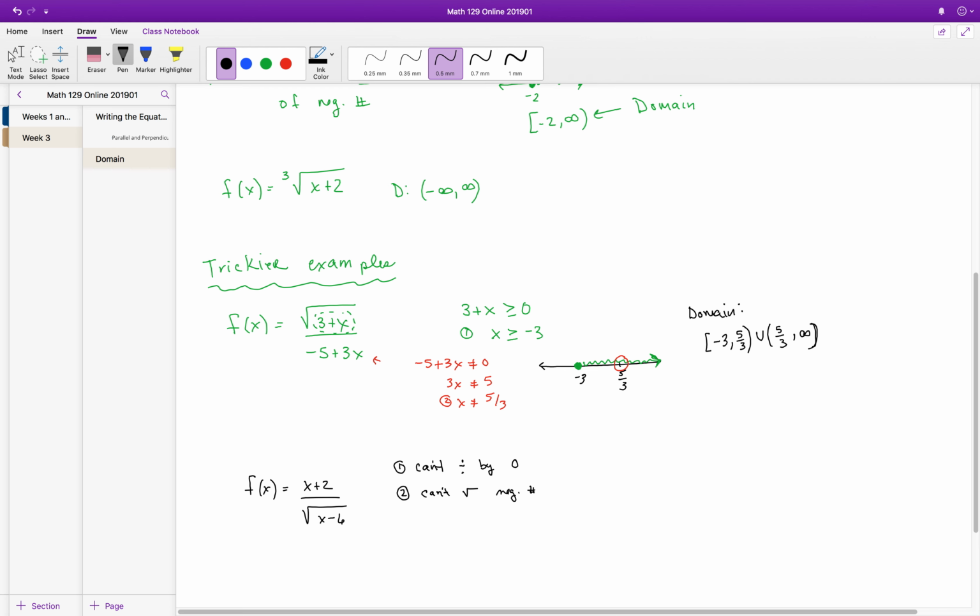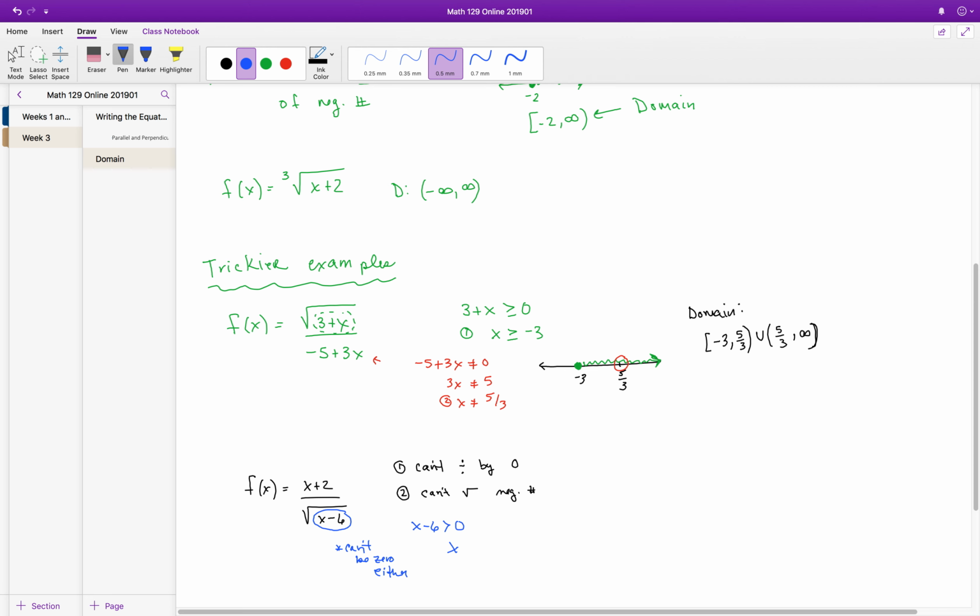All right, the numerator can be anything. The numerator can be positive, the numerator can be negative, the numerator can be 0. I don't have to do anything with the x plus 2. Everything I'm going to consider is here in the denominator. So for one, because of the square root, x minus 6 has to be positive, right? And because it's in the denominator, it can't be 0. So I'm going to leave off the "or equal to" here. It has to be strictly greater than 0.